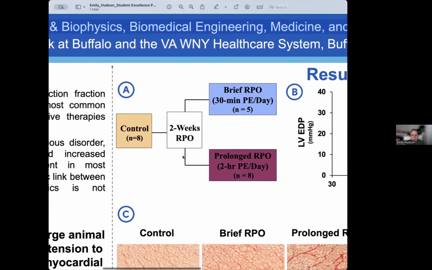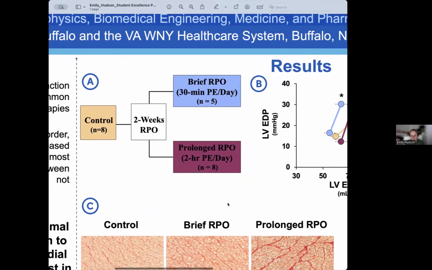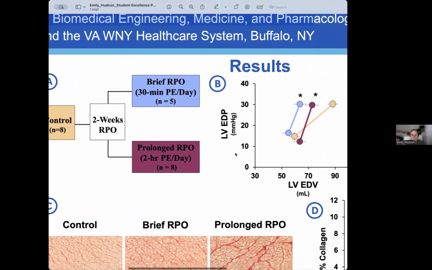In the first study, we wanted to understand how our phenotype might change if we reduce the time of phenylephrine exposure from 2 hours a day over a two-week period to 30 minutes a day over a two-week period. So within our two groups of animals, we did the 30-minute group and we did the two-hour group, or our normal, our historical group.